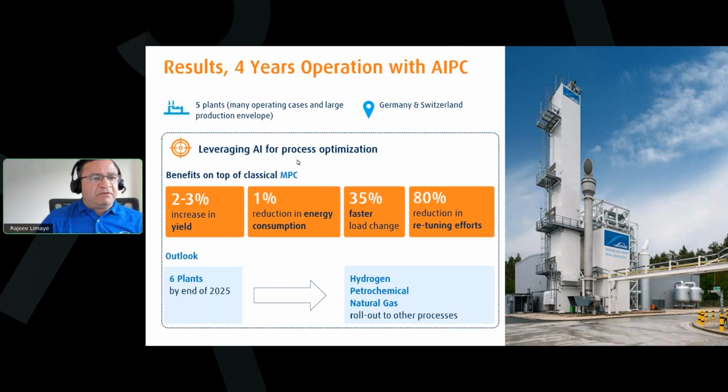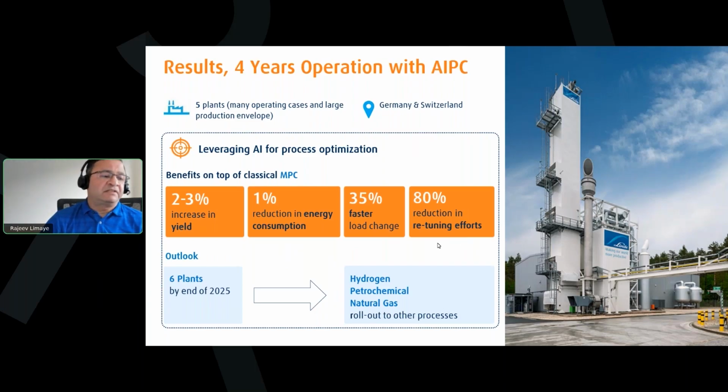So just to give you the results of what we have achieved in the last 4 years. We introduced AI plant control 4 years ago, and since then it has been running on 5 of our plants in Europe. And AI plant control has significantly reduced our efforts to maintain this application.